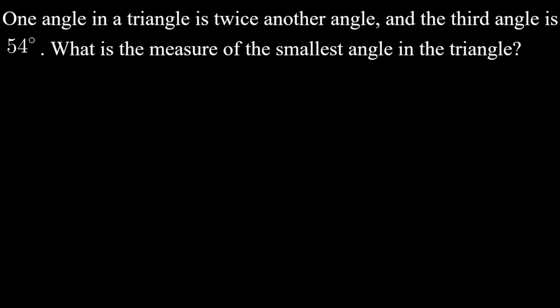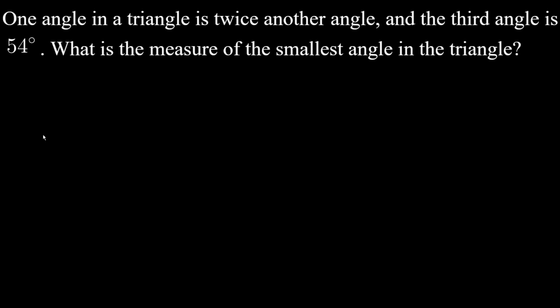Okay, so now that we've established that the three angles of a triangle add up to 180 degrees, let's use that fact to help us solve some problems and get a handle of how we can use this when dealing with triangles. So this problem says one angle in a triangle is twice another angle, and the third angle is 54 degrees. What is the measure of the smallest angle in the triangle?